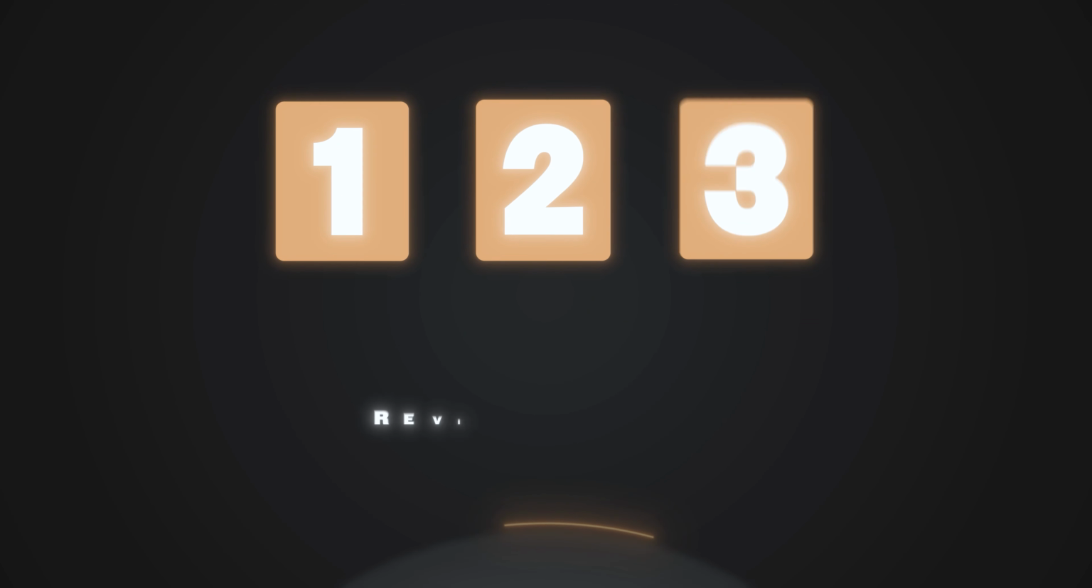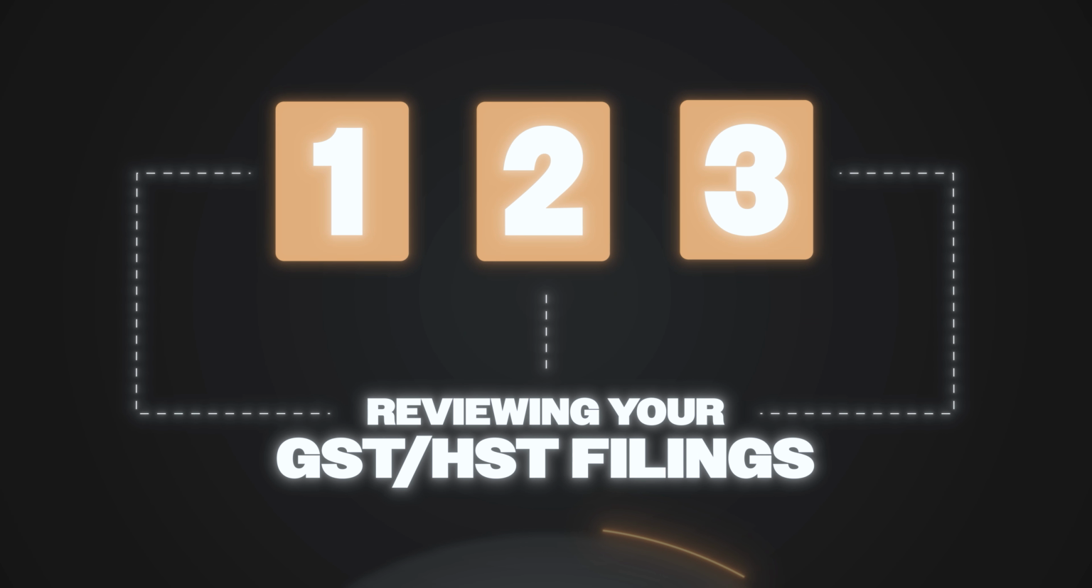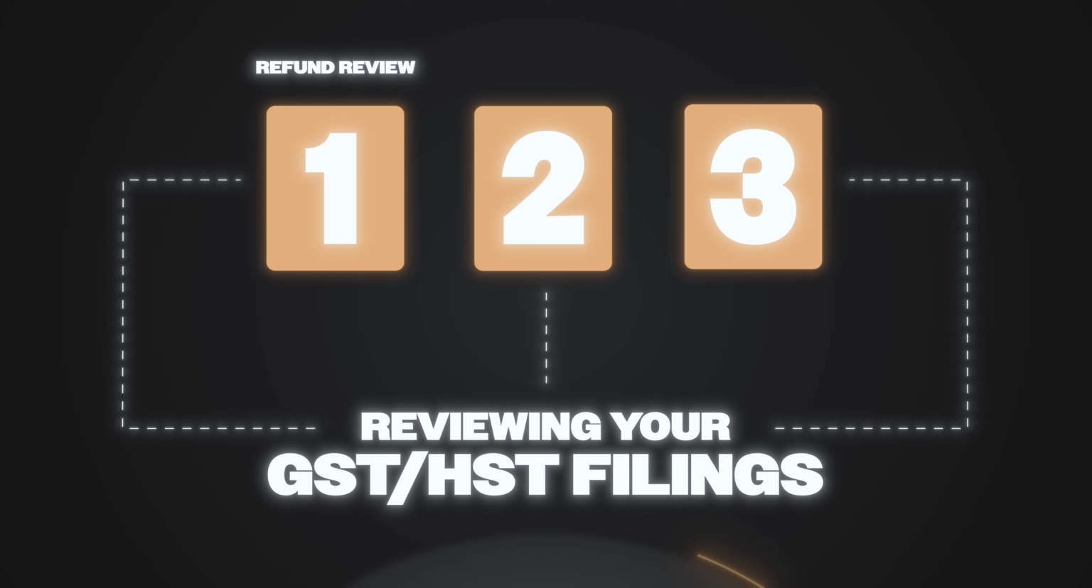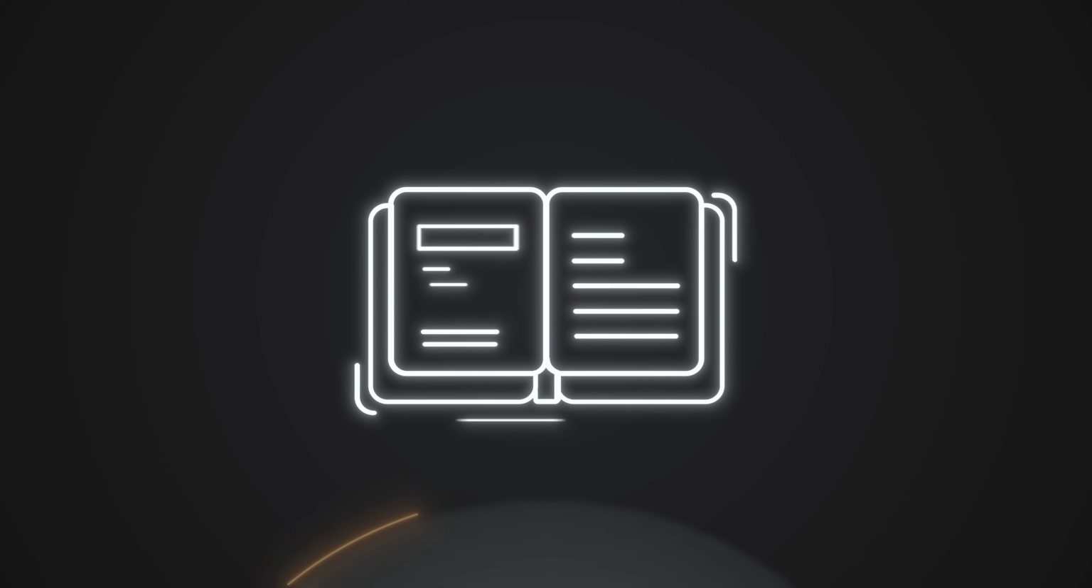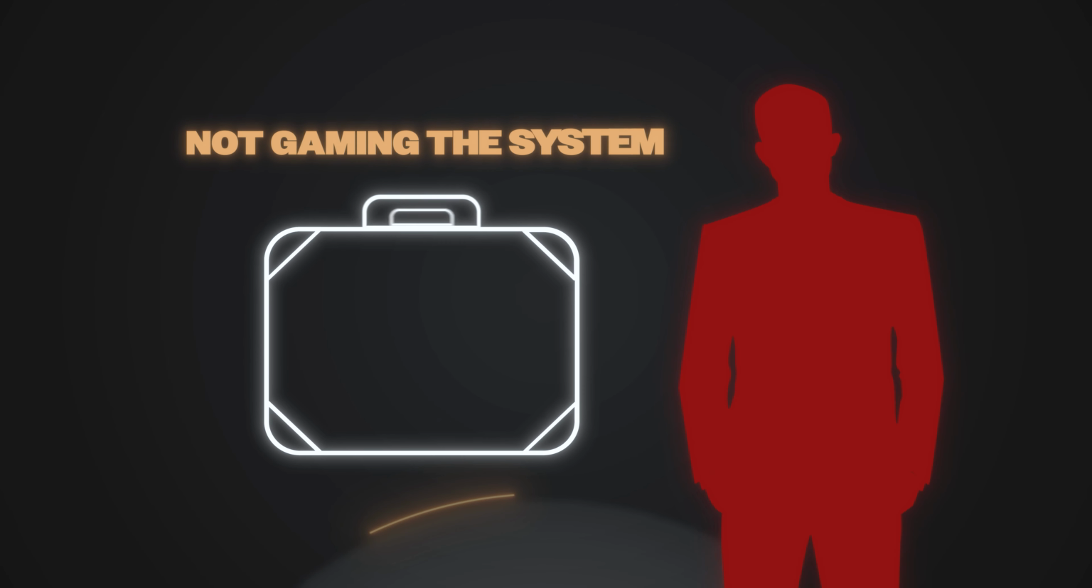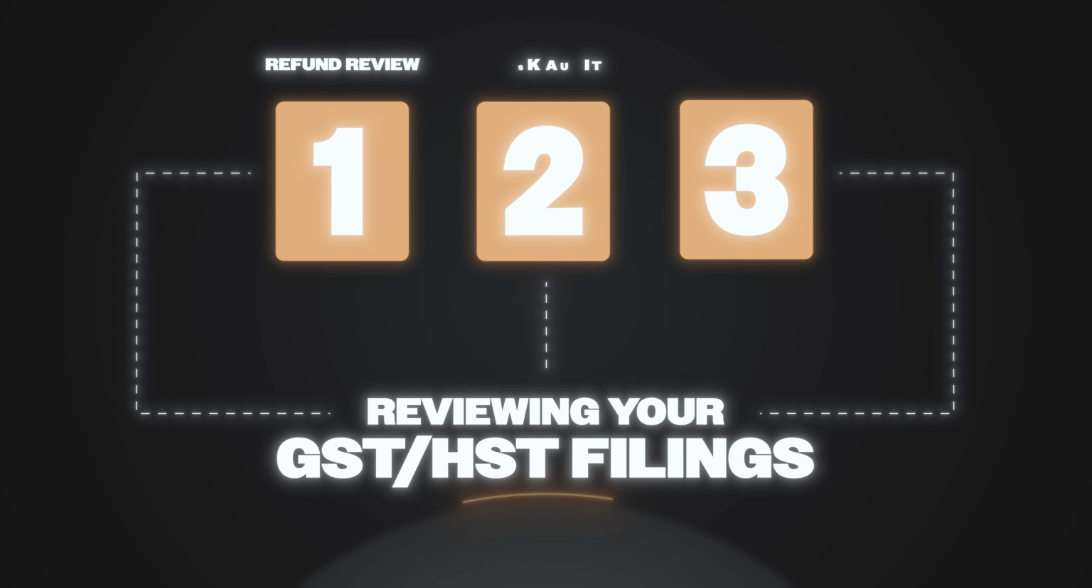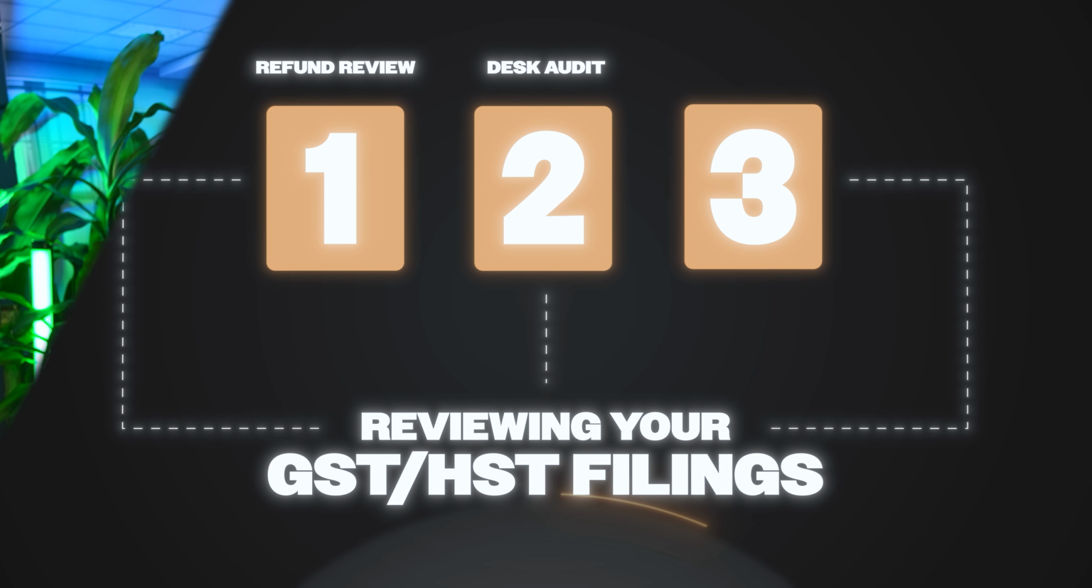CRA has three main ways of reviewing your GST HST filings. First is the refund review. If you're claiming a refund, especially as a new filer, CRA might ask for evidence before releasing your money: invoices, receipts, bank statements, and so on. They want to make sure you're not gaming the system. Second is the desk audit. CRA chooses specific lines on your return that look suspicious to them.